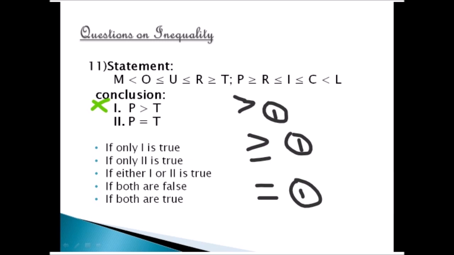So I can again travel P to R and then R to T. As we discussed, if in my conclusion equals to is there, then in my path there should be equals to symbols, no other symbols are valid. So there is a path, but the symbol is not validating the path, so this conclusion is also false.